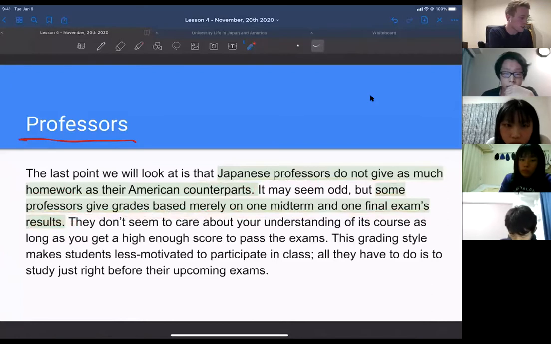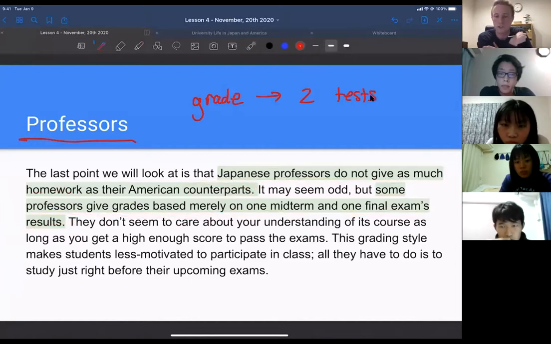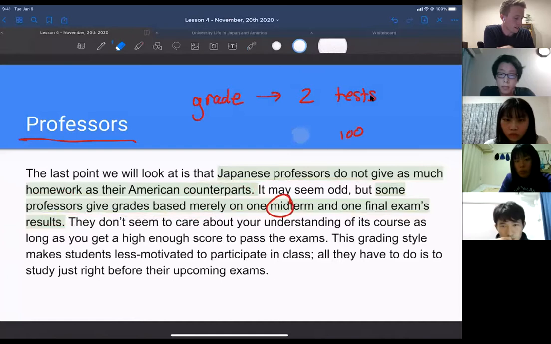This means, in your class, your grade is based on two tests. The midterm, like the halfway point, the midterm test and the final test determine your grade. So if you get a 100 and a 100, your grade is 100, for example. This is very different from America.